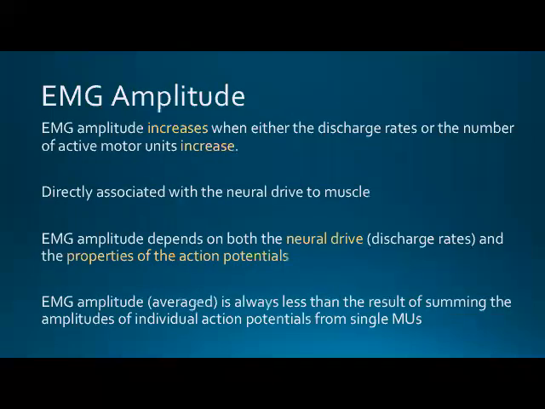So if you're trying to interpret these signals, if we have an increase in our EMG amplitude, again, an increase in that root mean square, that will occur when the discharge rates or the number of active motor units increases. Because again, remember, it could be either recruitment or firing rate. So recruitment means you're recruiting more muscle fibers.